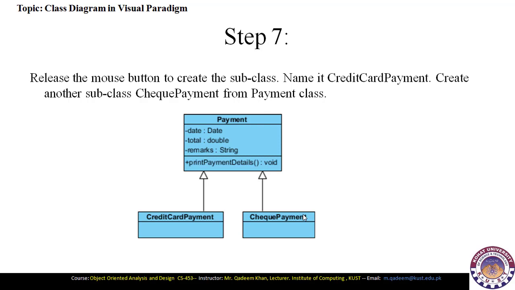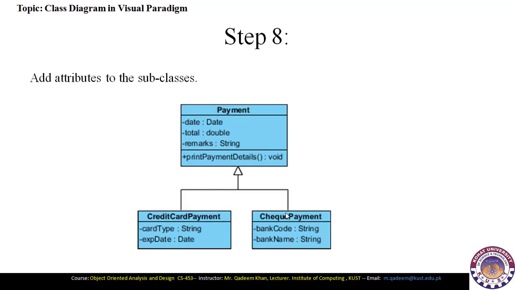In this way, these two will be the children of this parent class. So payment is the parent or the base class, while these two are the derived classes or the children classes of the payment class. Next is step number 8. You can add the attributes to the subclasses here. These are two different subclasses, so add different attributes according to your choice or according to your requirements to your child classes.